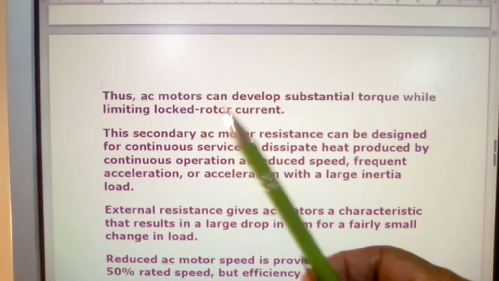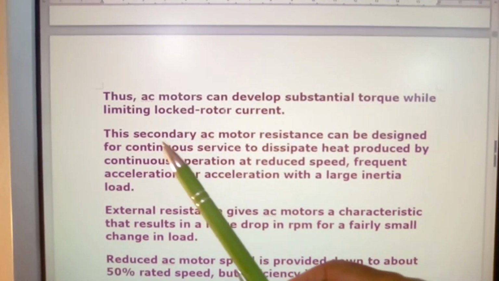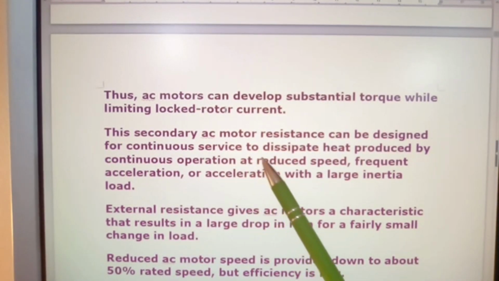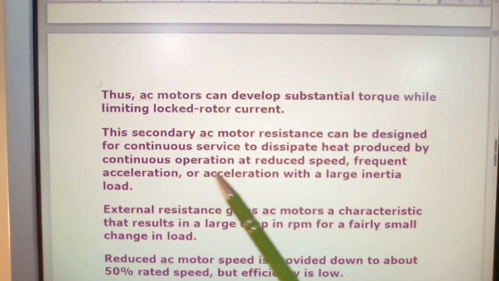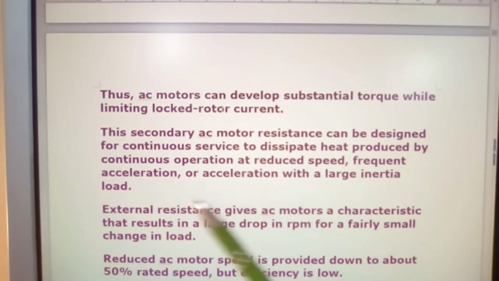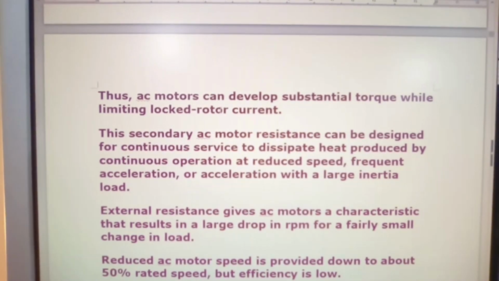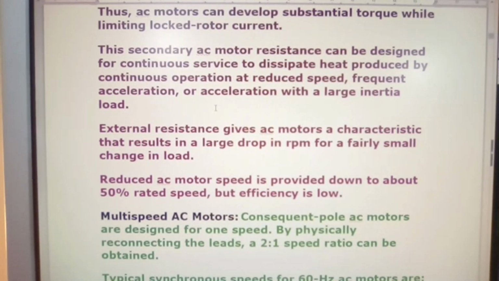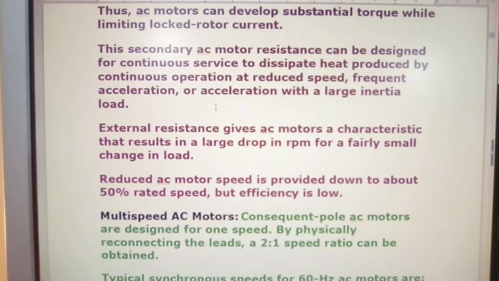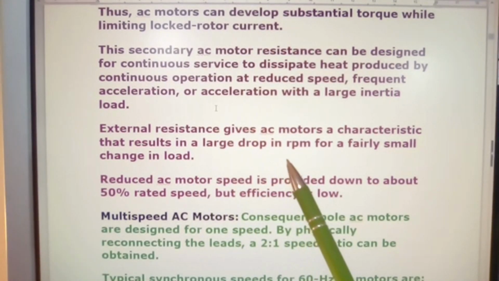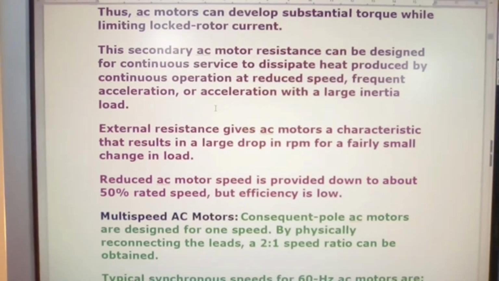First, AC motors can develop substantial torque while limiting locked rotor current. This secondary AC motor resistance can be designed for continuous service to dissipate heat produced by continuous operation at reduced speed, frequent acceleration, or acceleration with a large inertia load. External resistance gives AC motors a characteristic that results in a large drop in revs per minute for a fairly small change in load. Reduced AC motor speed is provided down to about 50% of speed, but efficiency is low.